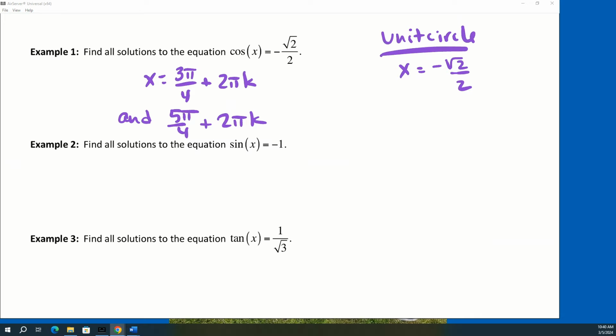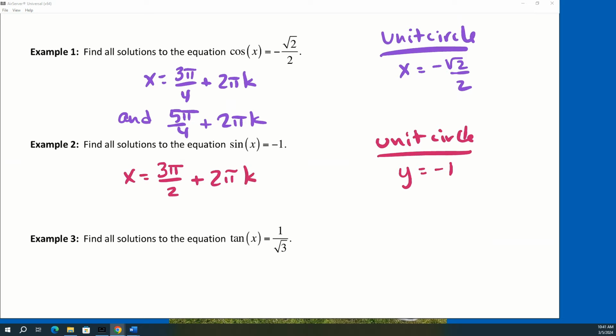All right, so for example 2, we want to find all the solutions to sine of x is -1. So if you're looking at the unit circle, what we want is for the y to be -1. What do y'all think? 3 pi over 2. And then to represent all of them, we have to add 2 pi k to that.